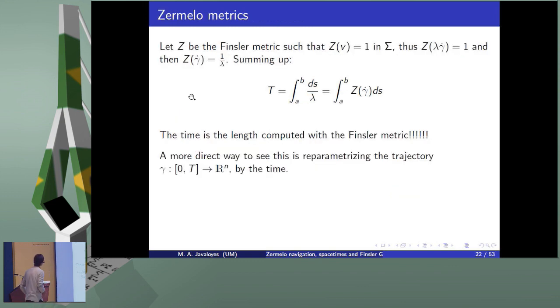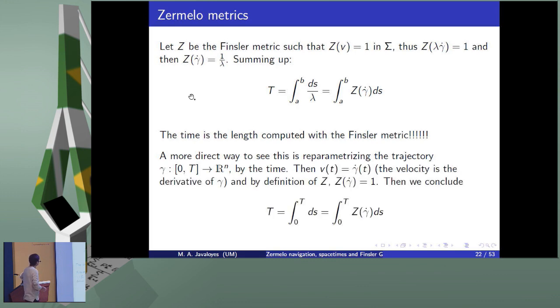You can see this in a more direct way because you can reparameterize the curve with the time. If you reparameterize the curve with the time, which is the velocity? The velocity is directly gamma dot, the velocity of gamma. And then you know that F on gamma dot, as this is the velocity, is equal to 1. And then directly you obtain that t is equal to the integral of the Finsler metric on gamma dot. So basically, the time is the length of the curve computed with the Finsler metric.